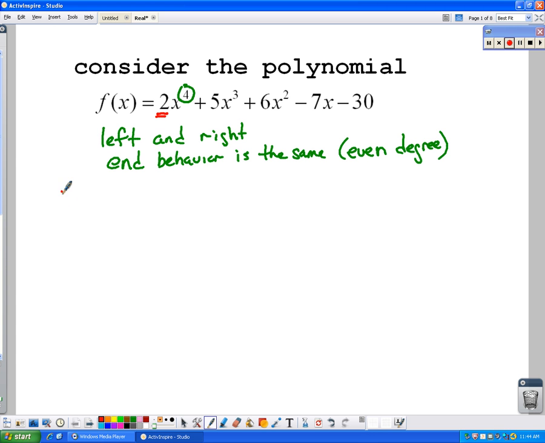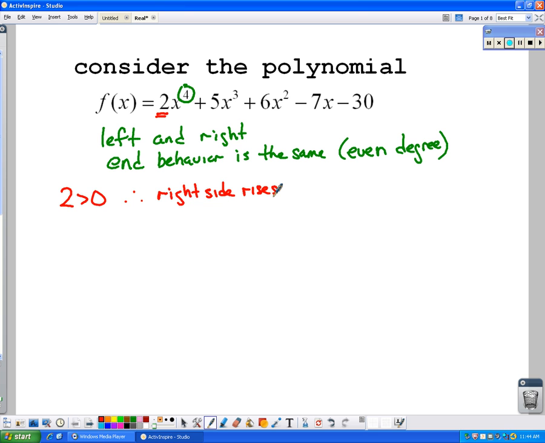All right? 2 is greater than 0, which of course means it's positive. If you have a positive leading coefficient, you know that the right side of the graph goes up. So therefore, the right side rises.